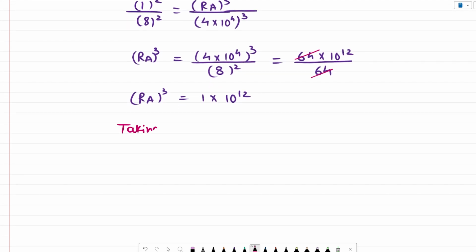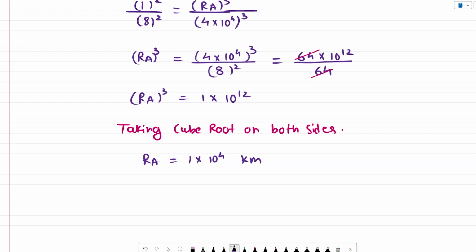So taking the cube root on both sides, we get our RA, because the cube root of RA cube is RA, which is 1 into 10 raised to 4, as the cube root of 10 raised to 12 is 10 raised to 4, and this is in kilometers. So the radius of the orbit for satellite A is 1 into 10 raised to 4 kilometers, that is 10,000 kilometers.